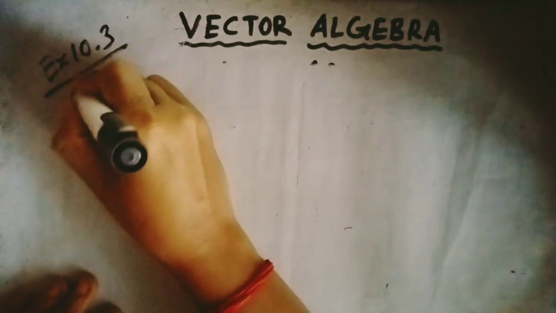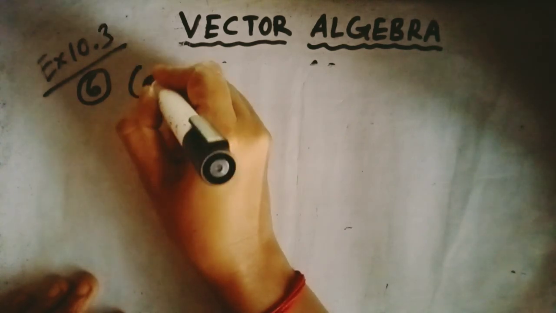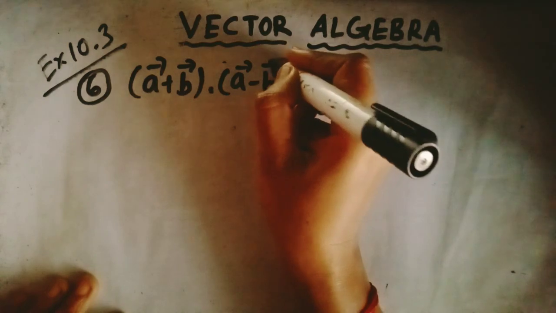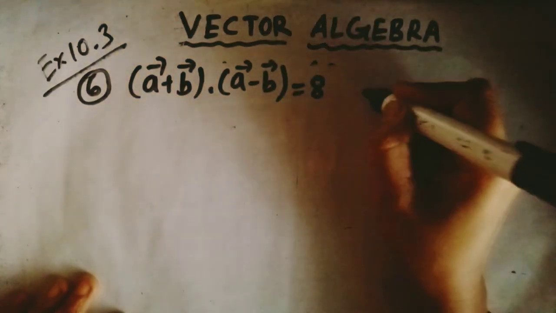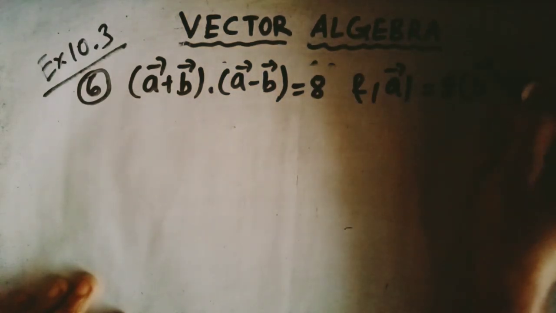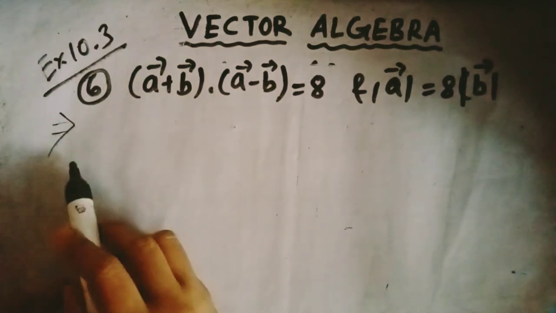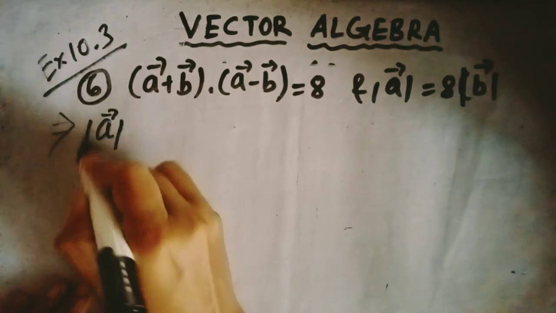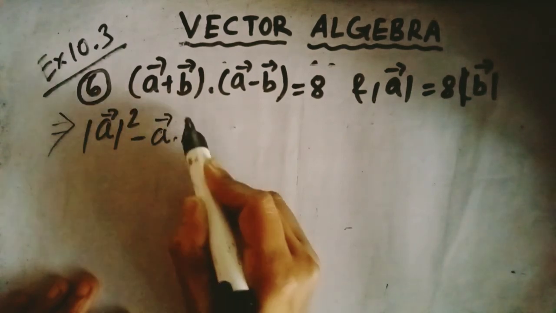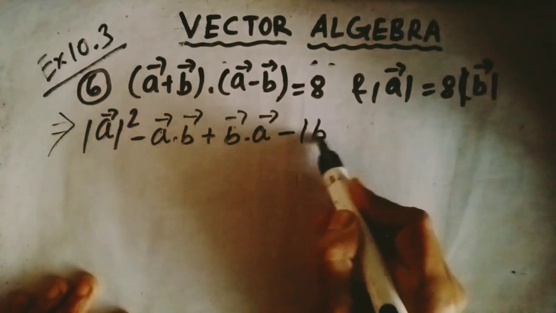Question 6, you are asked to find magnitude of A and magnitude of B. It is given A plus B dot with A minus B equal to 8, and one more condition is given, that is magnitude of A is equal to 8 into magnitude of B. Okay, so you have to make use of this dot product. A dot A is magnitude of A square, minus A dot B, plus B dot A, minus B.